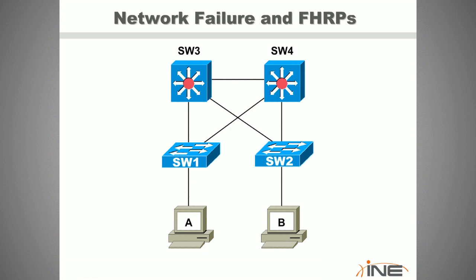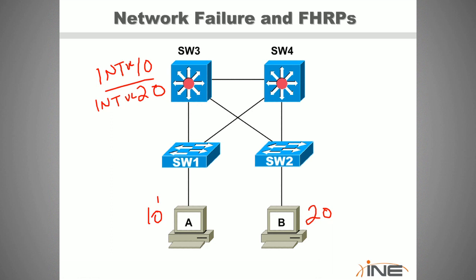So again, host A finds that B is in a different subnet. It now needs to ARP for its default gateway. Now let's assume in this case that A is in VLAN 10, B is in VLAN 20, and switch 3 is the default gateway for both VLANs 10 and 20. So we have some layer 3 interfaces, interface VLAN 10, interface VLAN 20.